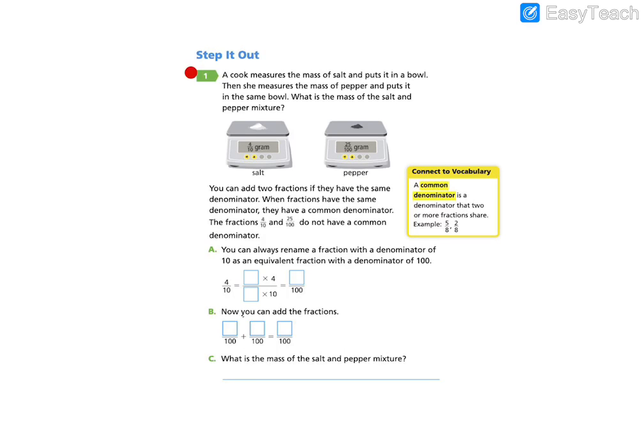All right, let's take a look at number 1. A cook measures the mass of salt and puts it in a bowl. Then she measures the mass of pepper and puts it in the same bowl. What is the mass of the salt and pepper mixture? So salt is 4/10 of a gram, but the pepper is 25 hundredths of a gram.